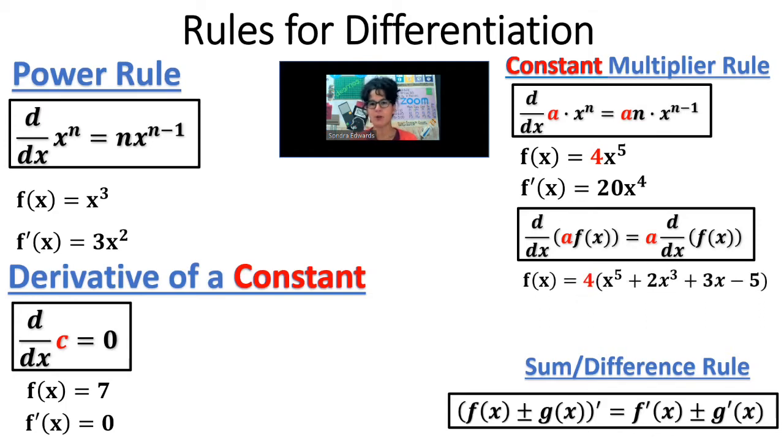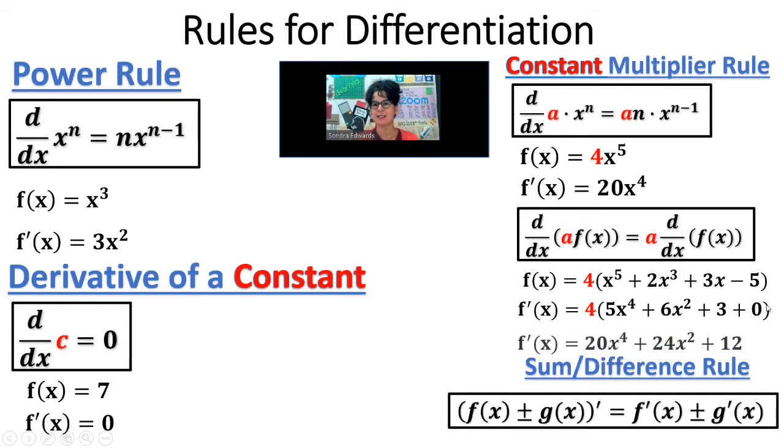So here's just a quick example. Here I have this function and all of that in black is being multiplied by 4. So what this rule is saying is that you could just find the derivative of everything inside and then afterwards multiply the answer by 4. Okay, so I found the derivative. Notice I had to use the power rule. x to the 5th is 5 to the front, x, subtract 1 off the exponent, 4. 6, x to the second, derivative of 3x is 3, derivative of a constant negative 5 is 0, and then run that 4 through because we set it off to the side. Okay, and we have our derivative.